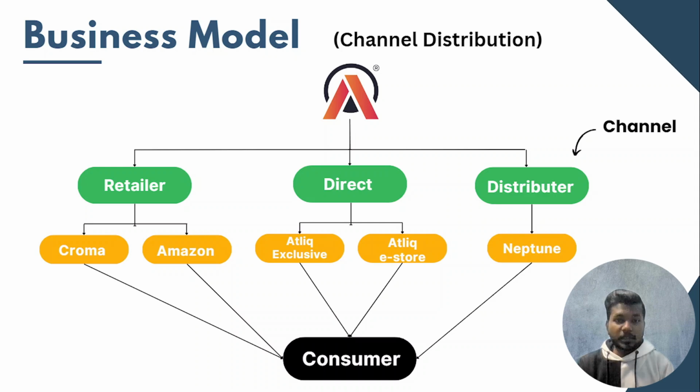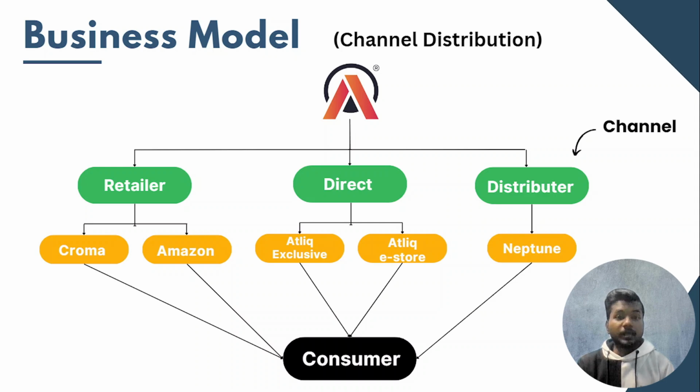Then we have a distributor channel, because in some countries like North Korea, due to restrictions applied by the government, companies cannot supply their products to customers directly. Instead, they have a big distributor like Naptune that distributes products to different stores within that region. And finally, via all these channels, the product reaches the end consumer.